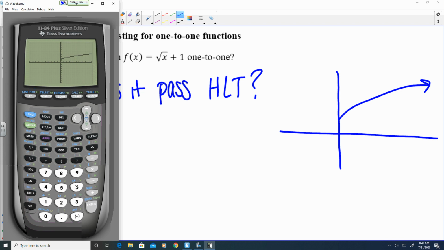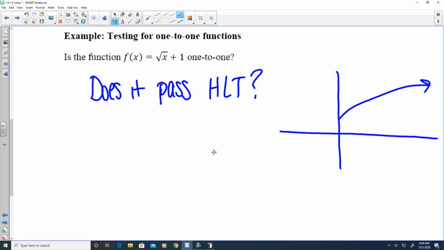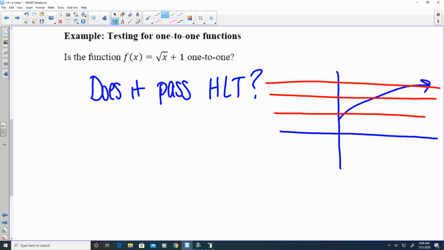So it is always increasing. It hits at (0, 1) because there is that vertical shift up 1 of the basic square root graph. So the question is, does this pass the horizontal line test? If I was to draw a horizontal line anywhere, would it ever hit more than 1 point? Since it only hits 1 point at any time, then yes, it passes. So it is one-to-one.